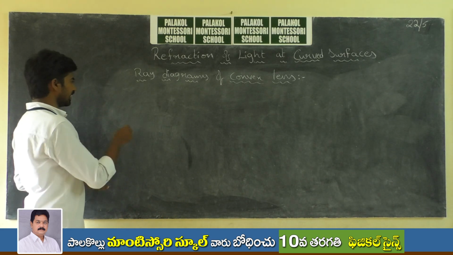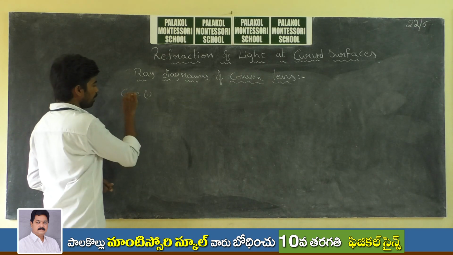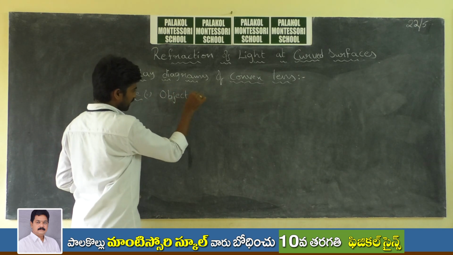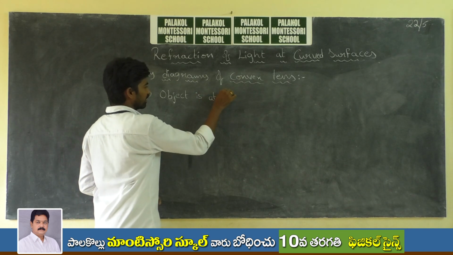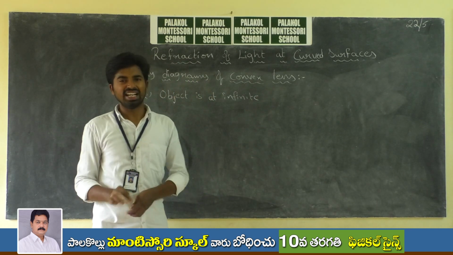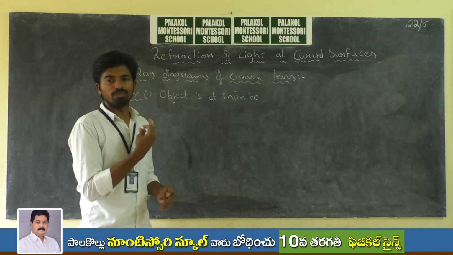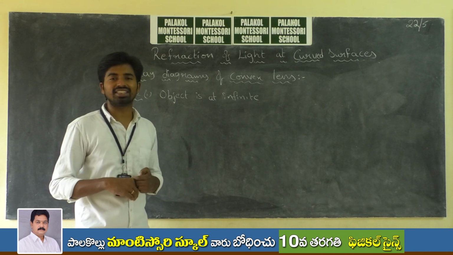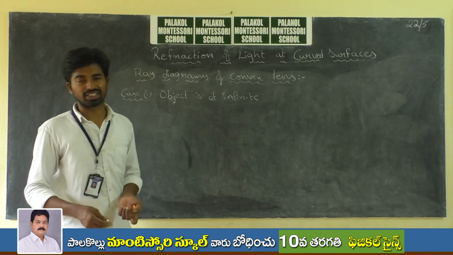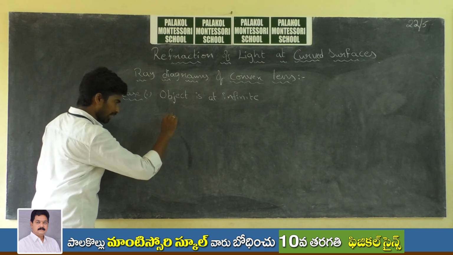So the first case is case 1, when the object is at infinity. The object is situated at a very long distance. For example, if you are observing the moon, what is the distance of the moon from the earth? It is a very long distance, so it can be considered as an infinite distance. So let us consider the case when the object is placed at infinite distance from the lens.